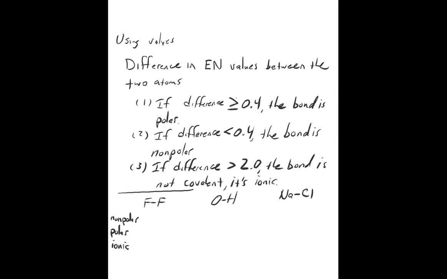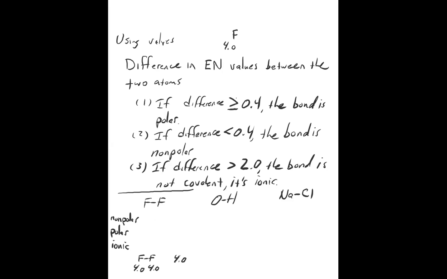Okay, so let's do FF, the fluorine-fluorine bond. I'm going to look the values up. Fluorine is 4.0. Okay, so you take the difference between the two. So fluorine is 4.0. Let's do it over here. Fluorine is 4.0. And so they're both 4.0, right?